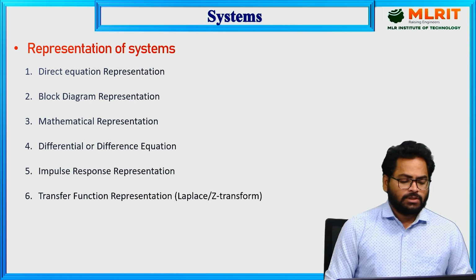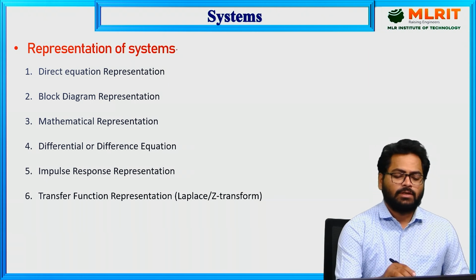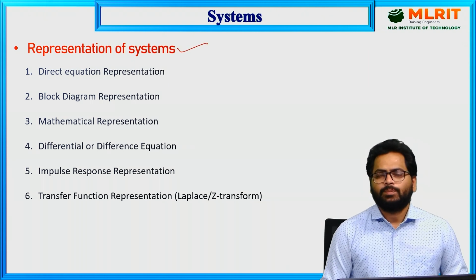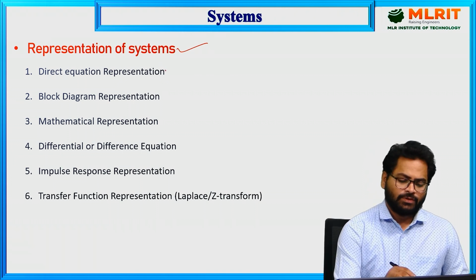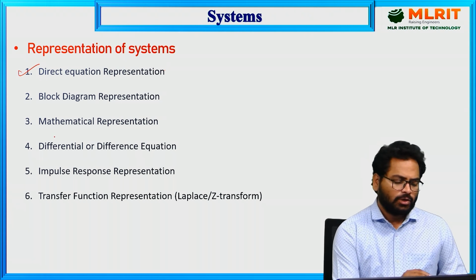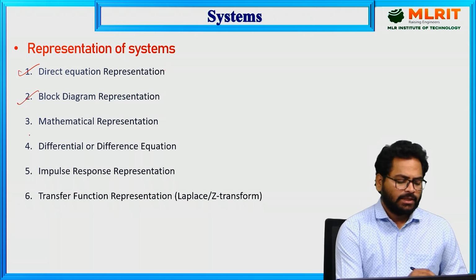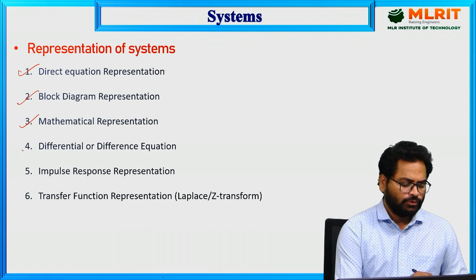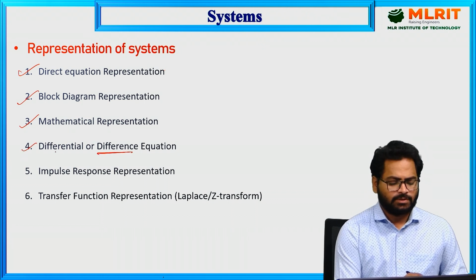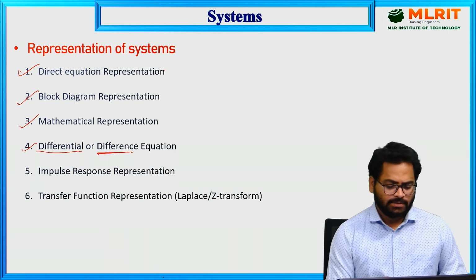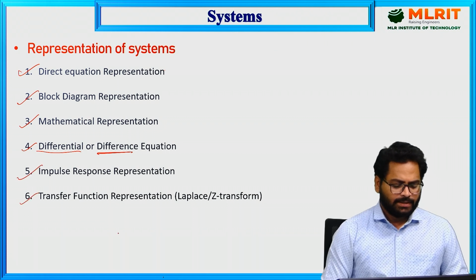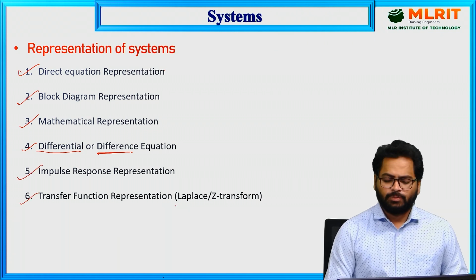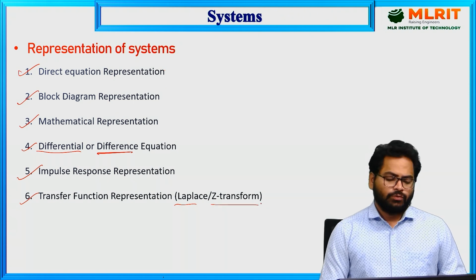Next we come to system representation. How are we going to represent a system? In general, we can represent a system in direct equation form. The second one is block diagram representation, the third is mathematical representation, and the fourth is the differential or difference equation, both differential and difference equations. Next is the impulse response, and finally the transfer function representation, whether it is the Laplace transform or the Z transform. We will look into them one by one.